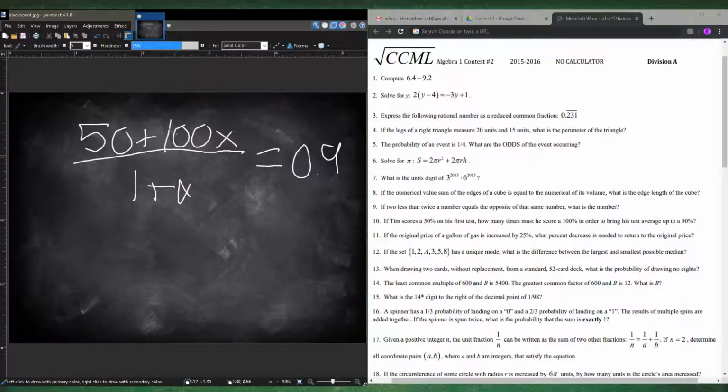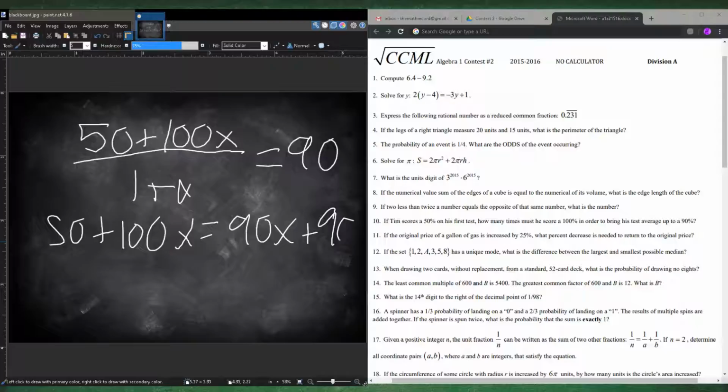Okay, so sorry, it's 90%, so you put 90, right? So basically, you just multiply 1 plus x times 90, which is just 50 plus 100x. That is equal to 90x plus 90. Subtract 90x, that gets 10x. Subtract the 50, so you get 40. So x is equal to 4. So the answer is just 4. Really simple.